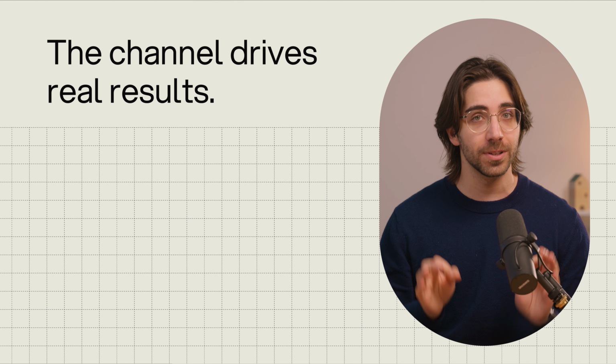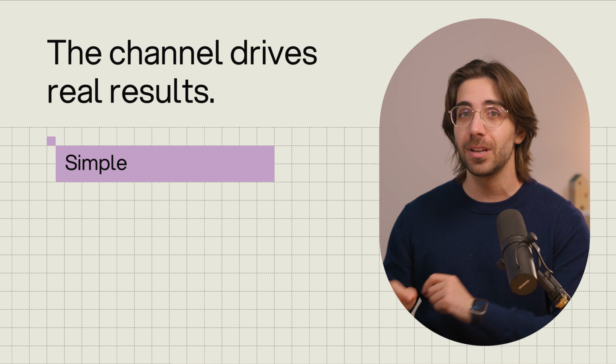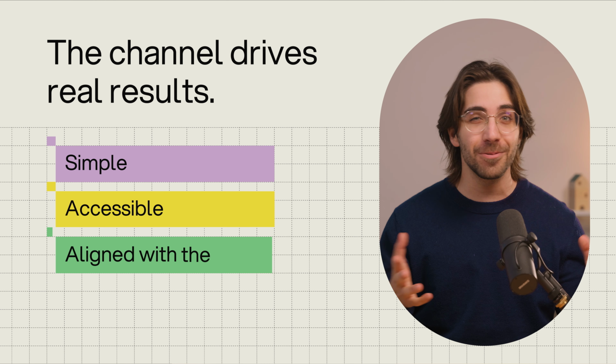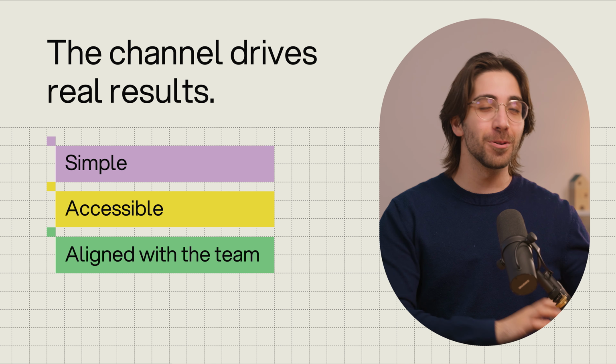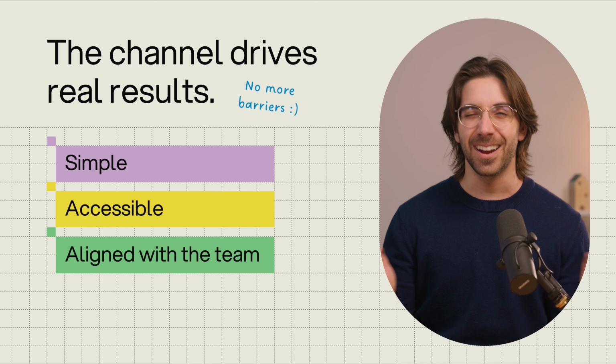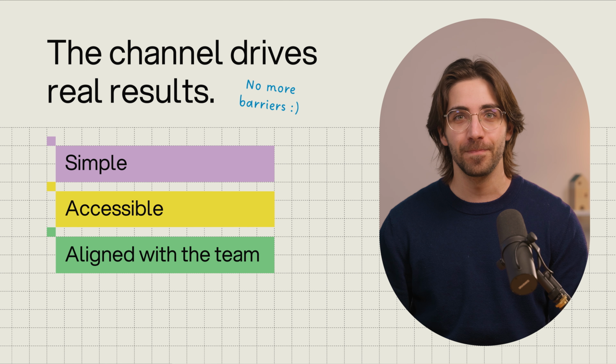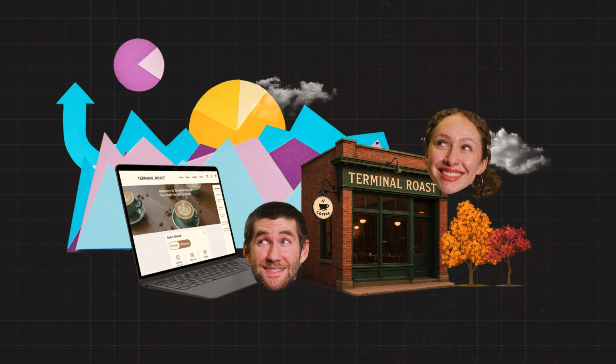The channel determines how quickly you can get real results. When you pick one that's simple, accessible, and aligned with how your team already works, you remove many of the early barriers that cause these kinds of projects to fail. Terminal Roast will learn from its website deployment, refine the experience, and then scale their agent with confidence.